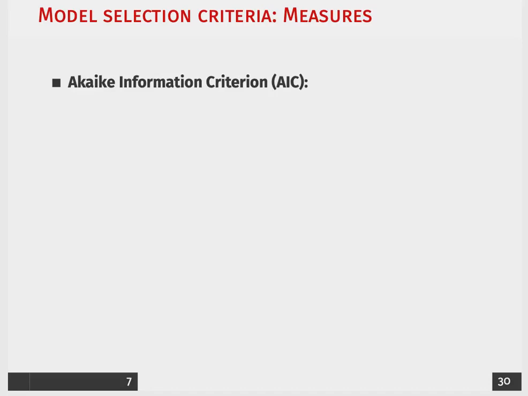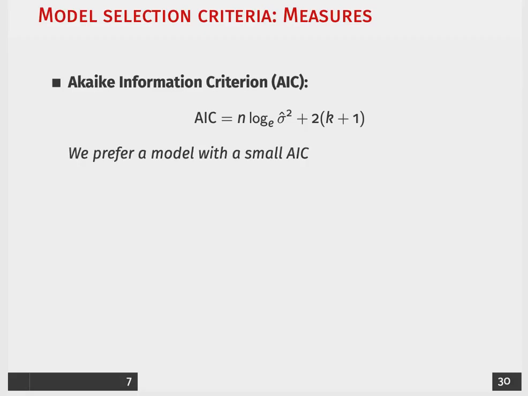The second set of measures that we have are the AIC and the BIC. So first, the AIC is dependent on our estimate for the standard deviation within the sample. And we prefer a model with a small AIC. So this is really dependent on, one, the number of observations that we have, n, the observed estimated variance that we have, so sigma squared, as well as the number of parameters, k.